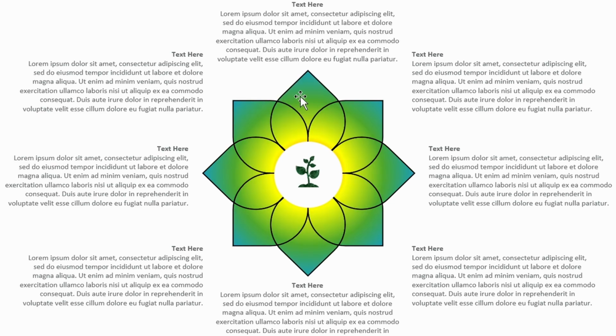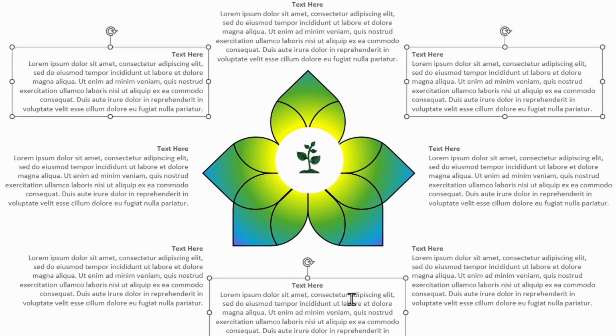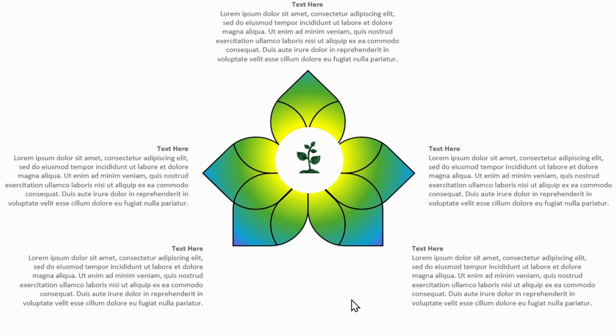Let's say if you wanted only 5 sides, remove 1, 2, and 3 of them. Let's move this circle. Also remove these extra text, and you have a 5-sided infographic.